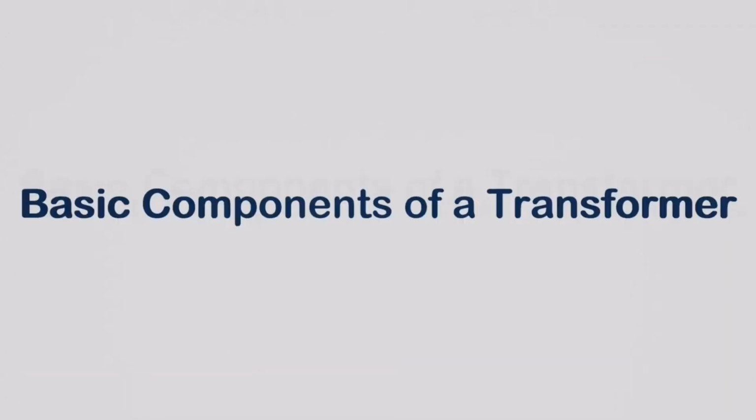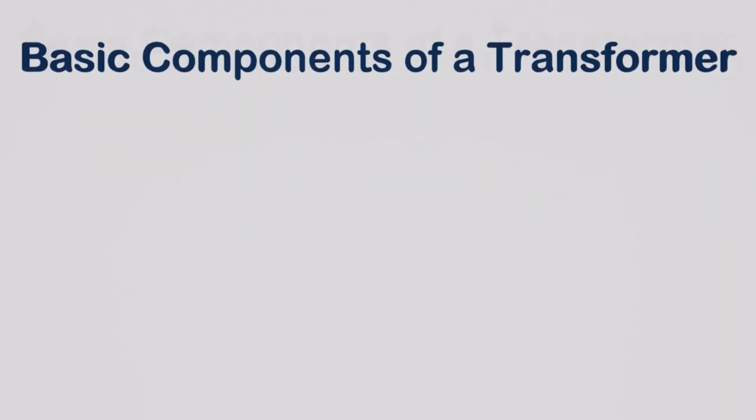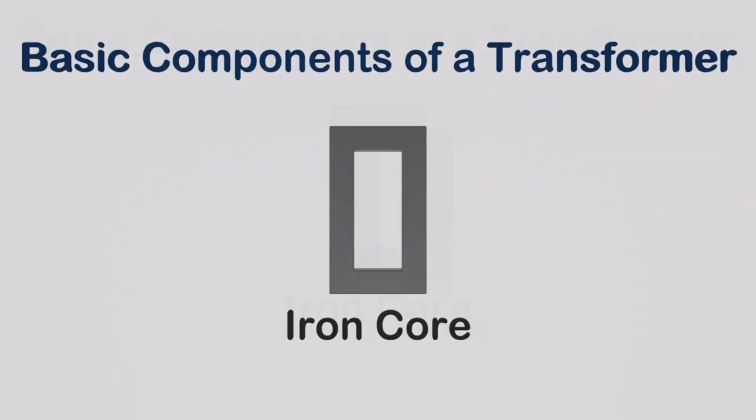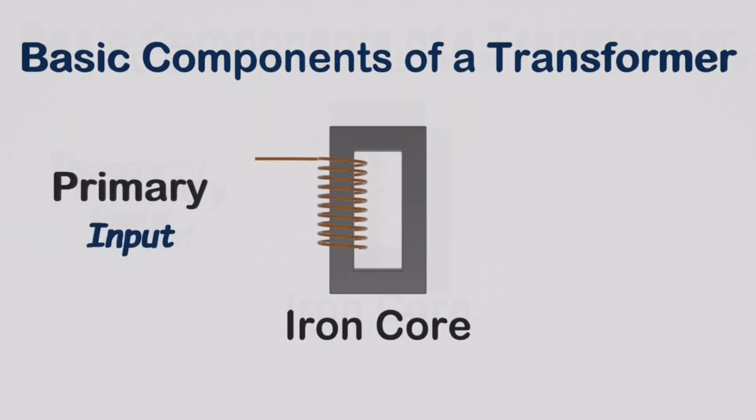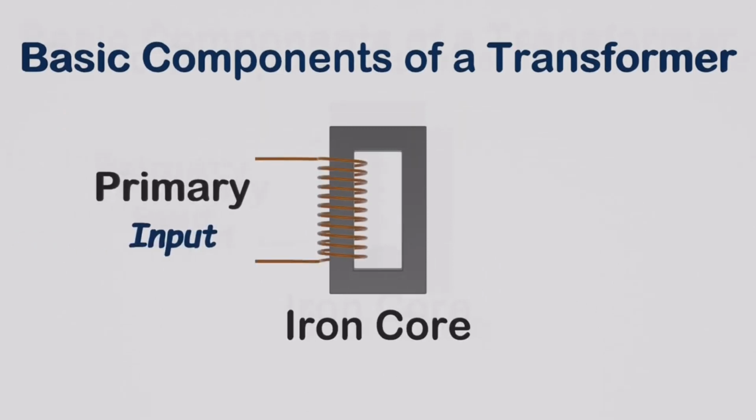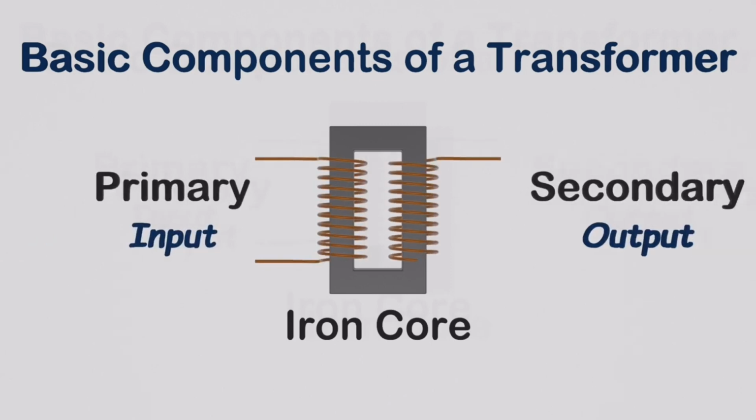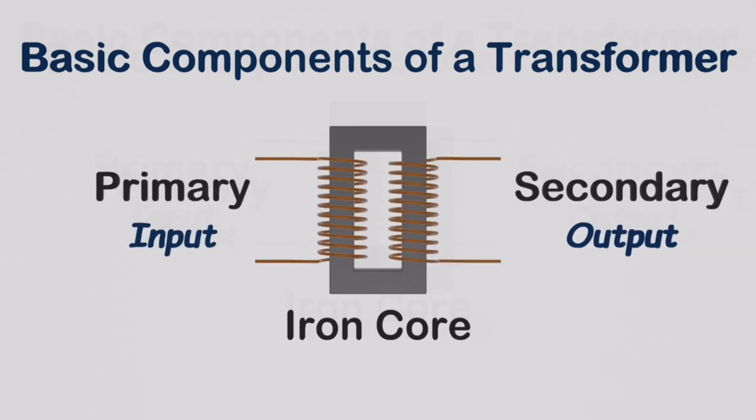Basic components of a transformer. There are three essential components in transformers. The iron core, which provides a path for the magnetic lines of flux. The primary winding, which receives energy from the AC source. The secondary winding, which receives energy from the primary winding and delivers it to the load.